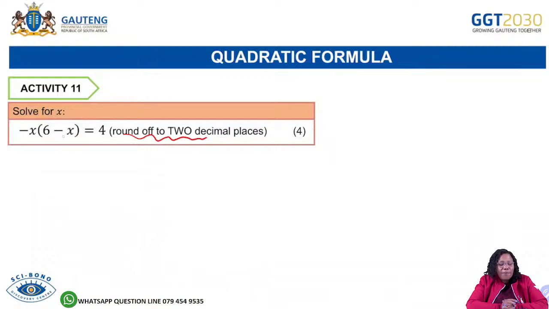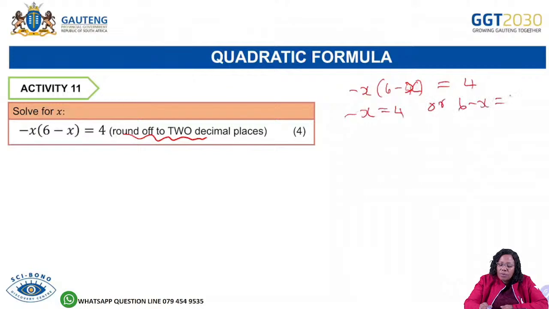And then grade 12, there are misconceptions now. Learners will think that if they have minus x and 6 minus x in brackets, equal to 4, it is already factorized for them. No, it is only factorized if there's a 0 on your right-hand side. You cannot say minus x is equal to 4 or 6 minus x is equal to 4.